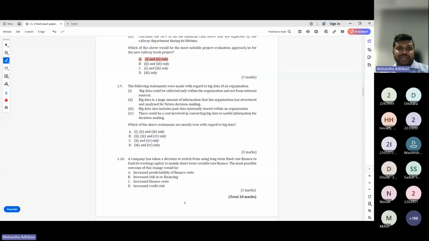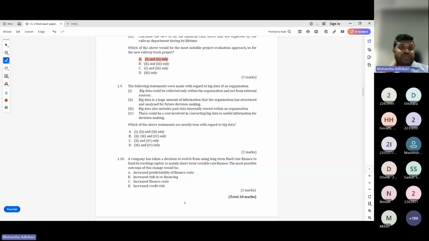Number two, big data is a huge amount of information that the organization has structured and analyzed for future decision making. Big data is not information. Big data we need to process in order to make it valuable information. Therefore, that is wrong. Big data is not information. It is data, raw data. You have to process it and make it information.